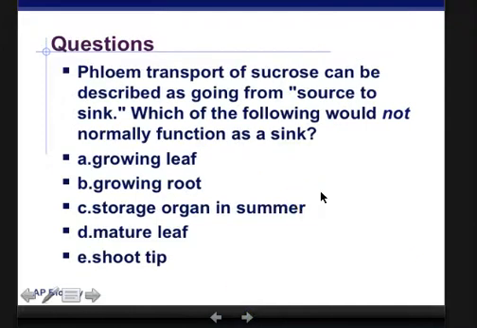Next question. Phloem transport of sucrose can be described as going from source to sink. Which of the following would not normally function as a sink? Pause now. Okay, the answer is a mature leaf. And the reason for that is a storage organ in the summer would be like a fruit. And these are all actively growing places, so that's the perfect place to be using sugars. A mature leaf no longer needs a whole bunch of sugars to grow.